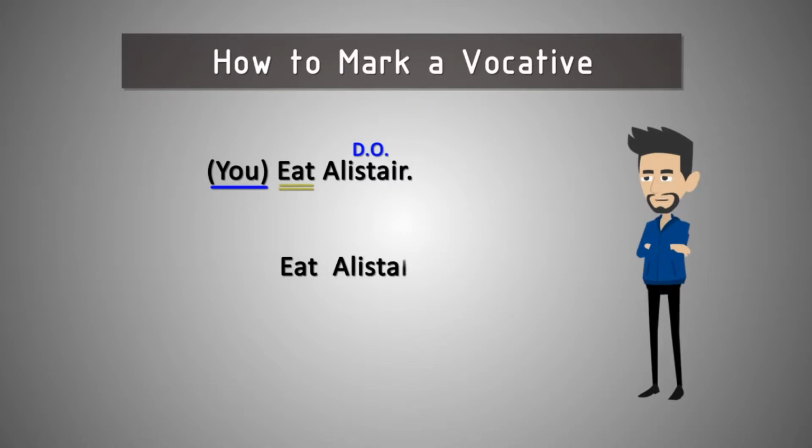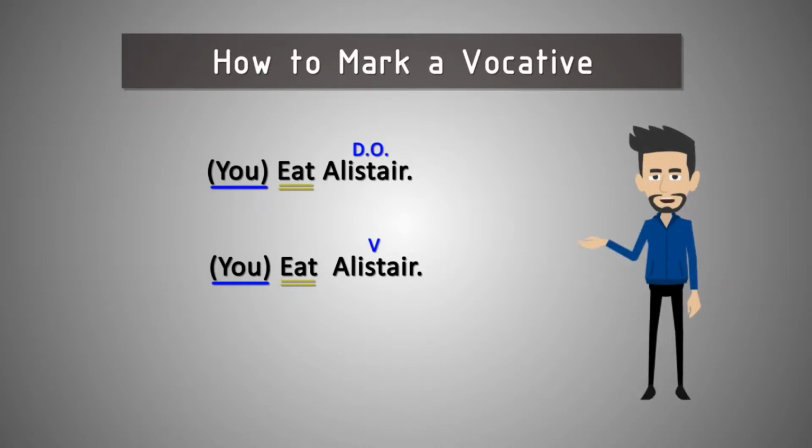In the next sentence, the verb again is eat, and the subject is an implied you, and Alistair in this case is a vocative. We also can call this a noun of direct address, and you can tell that it's a vocative because there is a comma that is separating it from the rest of the sentence.